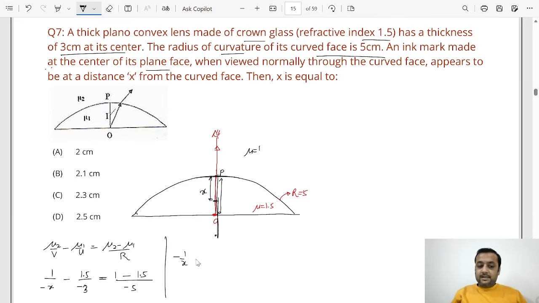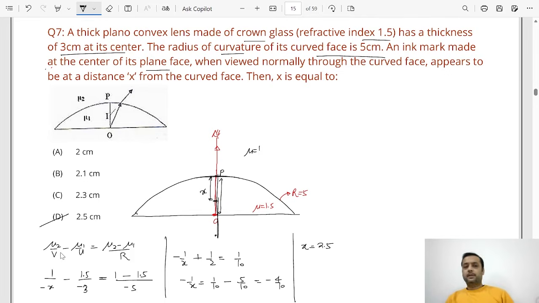1 by x with a minus sign, and this will become plus 1.5 by 3, which is 1 by 2. This will be minus 0.5 by minus 5, so that will be 1 by 10. So minus 1 by x will be 1 by 10 minus 1 by 2, that means minus 5 by 10, which means minus 4 by 10. So we can say that x will be 10 by 4, that means 2.5. So option D will be the correct answer for this question. I hope you have understood.